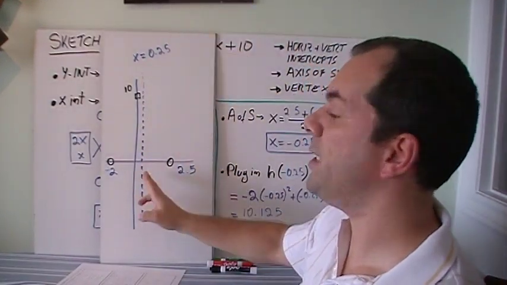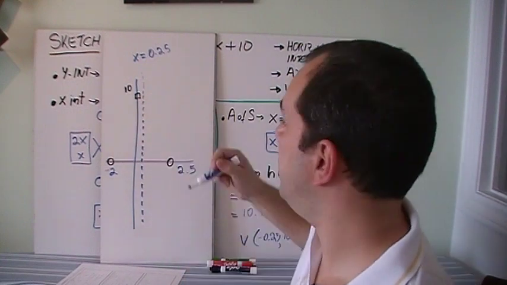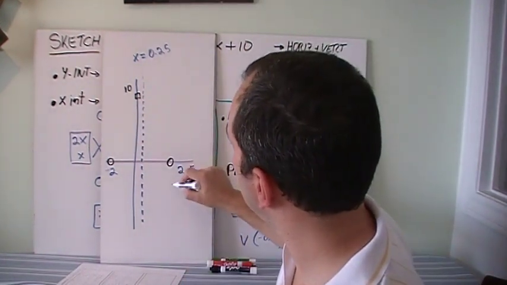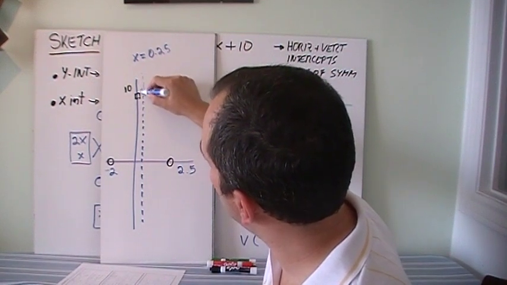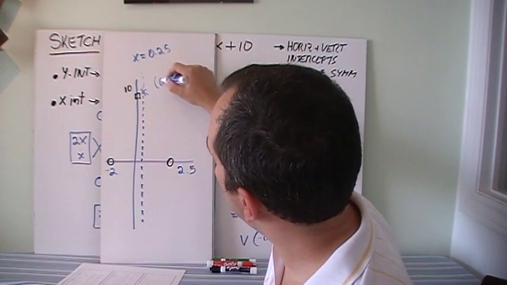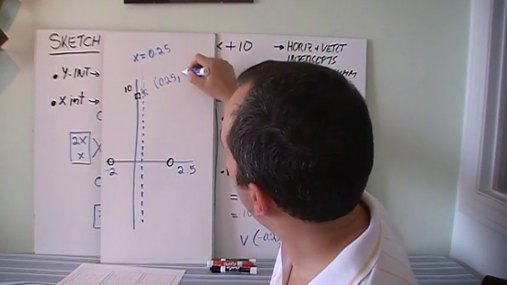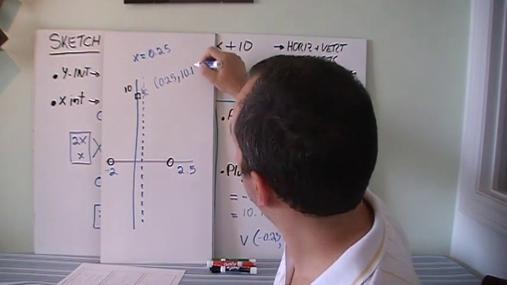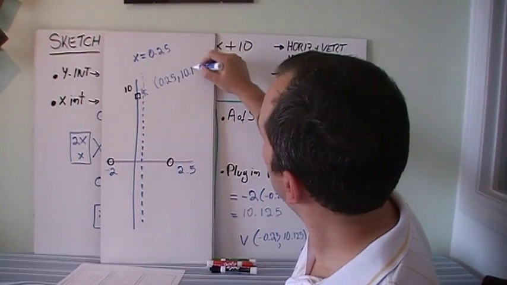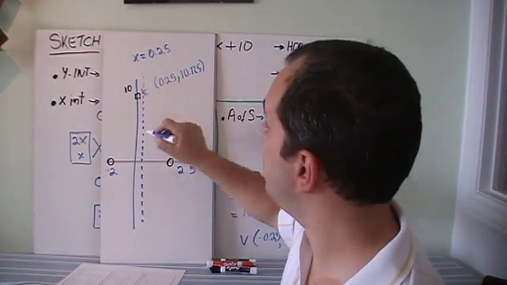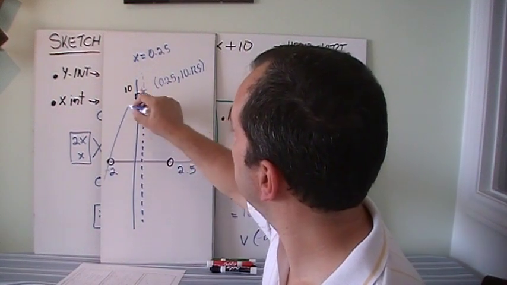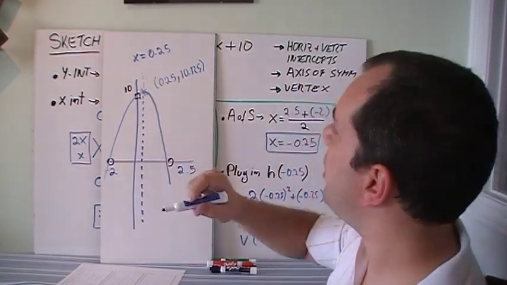Since this line is really close to the axis, it makes sense that it would be just a little bit bigger. 0.25 and 10.1. Is it 125? Yes. It makes sense that it's going to be so close to the y-axis. And it'd be something like that.